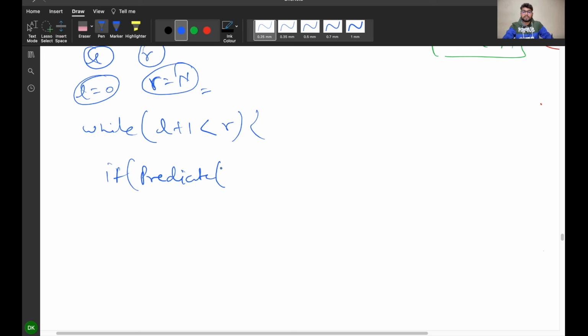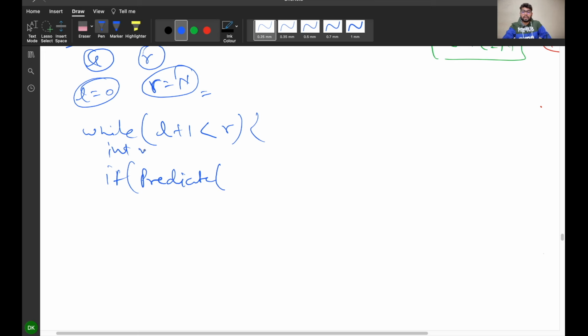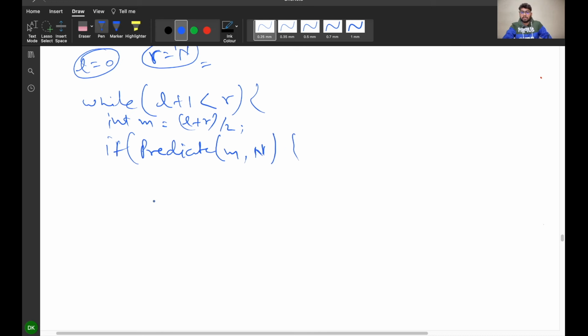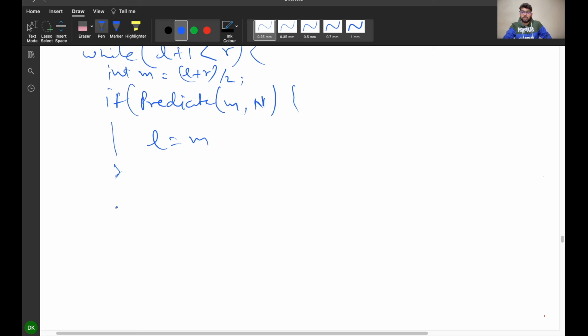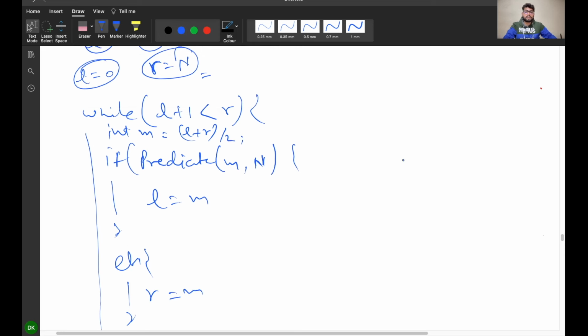In the predicate function, before this I have to find the middle element, m equal to (L plus R) divided by 2. After that I just pass m, then I pass n. If it is yes, then L is updated, I just ignore the left part. Else, I ignore the right part, that is, update my R.